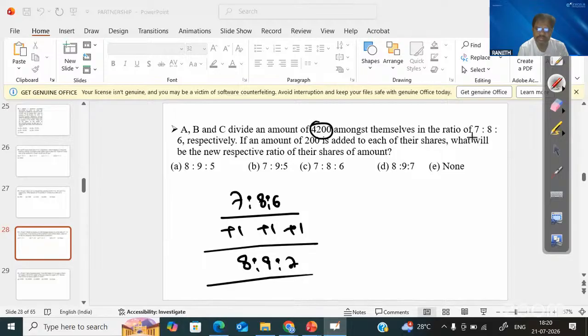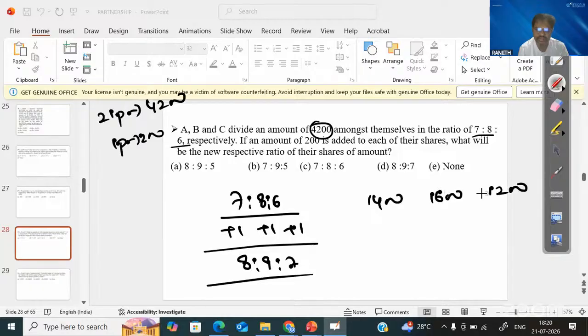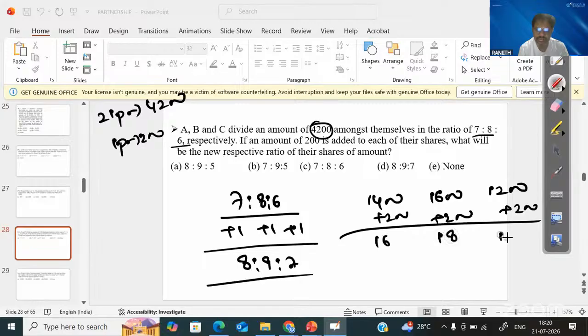4,200 is divided in the ratio of 7, 8, 6. 7, 8, 6 will be equal to 21 parts. 21 parts equal to 4,200, where one part equal to 200. So 2 sevens are 1,400, 2 eights are 1,600, 2 sixes are 1,200. So everyone is added by 200. 16, 18, 14. It is cancelled by 2: 2 eights are 16, 2 nines are 18, 2 sevens are 14. So answer is 8, 9, 7.